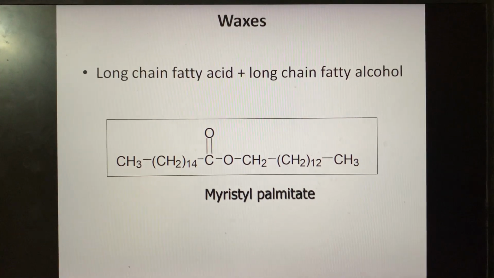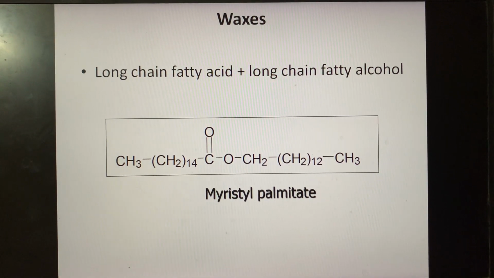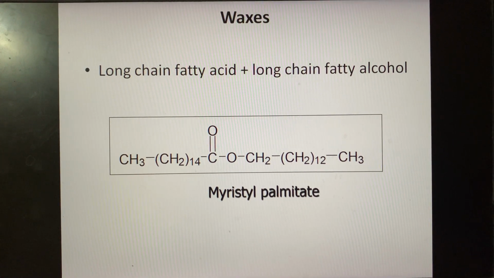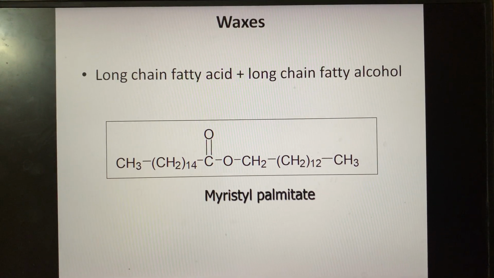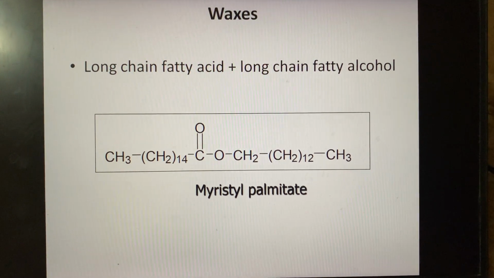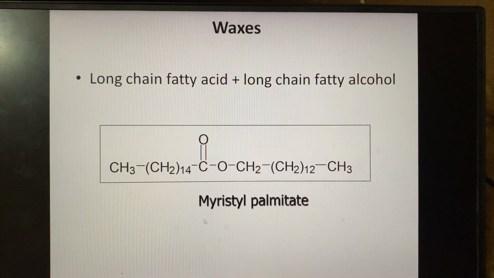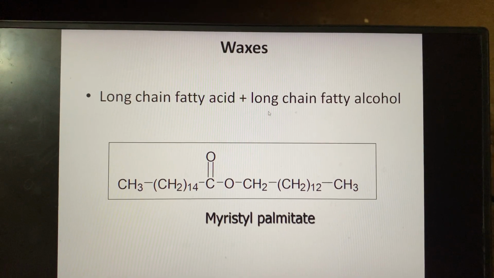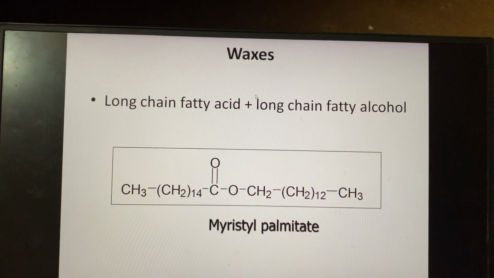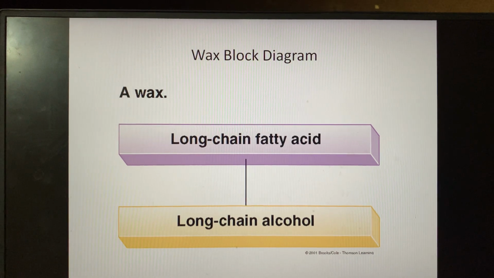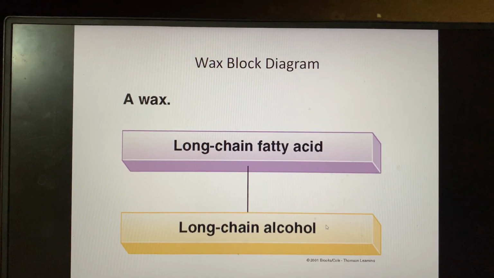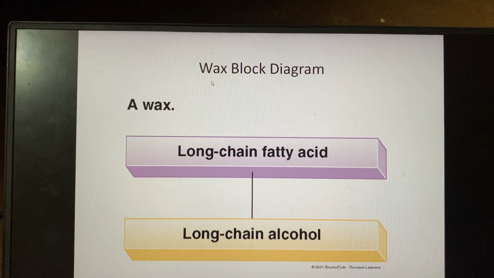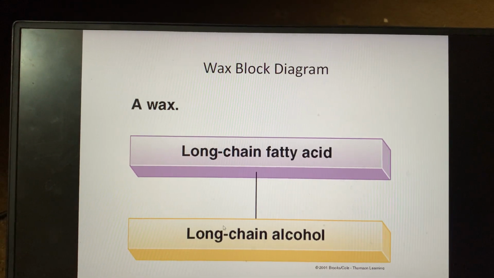Waxes are a kind of fat, and they must have unsaturated hydrocarbons. Long chain fatty acids plus long chain fatty alcohols, they are the saturated fatty acids. Yes, this is the example that has no carbon double bond. Myristyl palmitate is one of the structures used for the wax. Wax block diagram: long chain fatty acid along with long chain alcohol, not the glycerol. Glycerol is not a long chain alcohol, but to build a wax you need long chain fatty acid along with long chain alcohol.